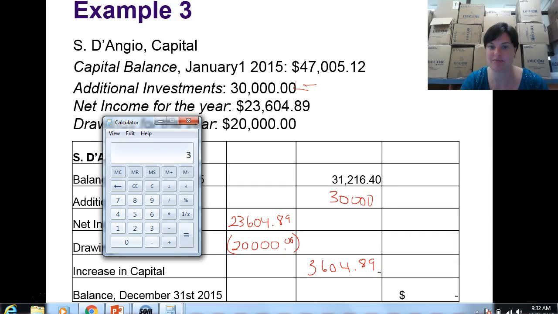And then what we do is we take and we add all of those figures. So let's do that. You can hear the music in the background because the bell just rang. That's okay. We'll work through that.